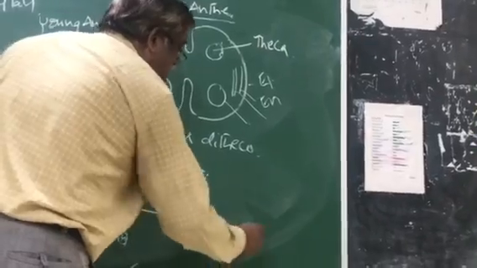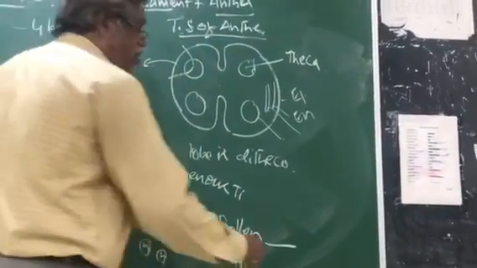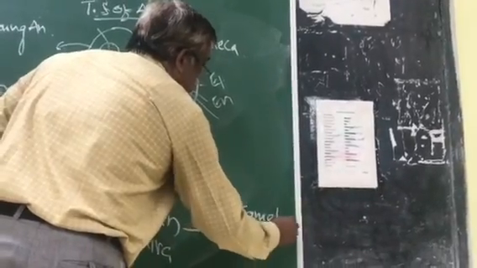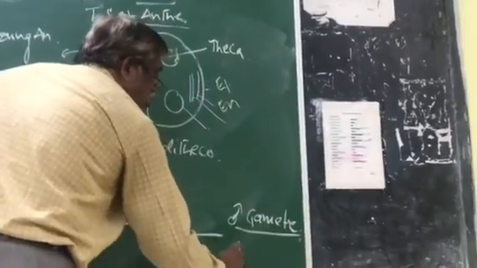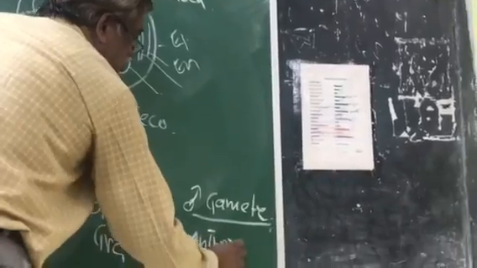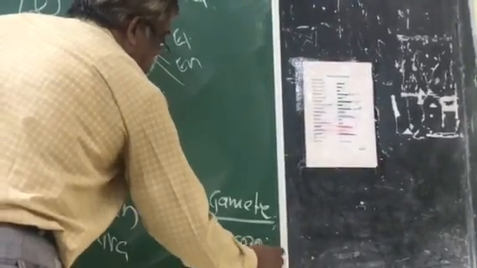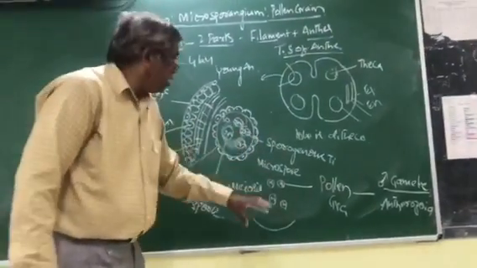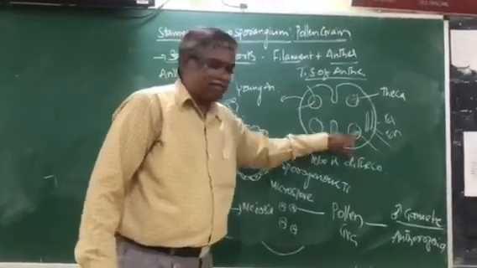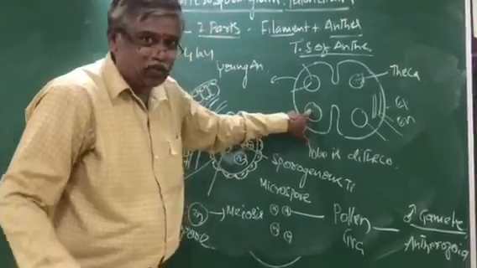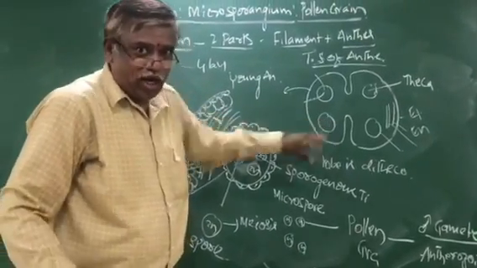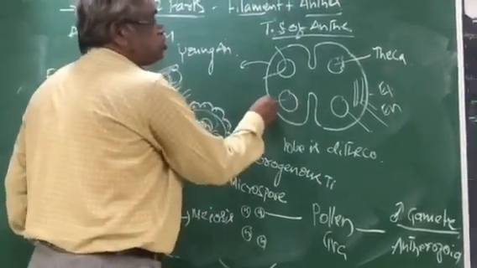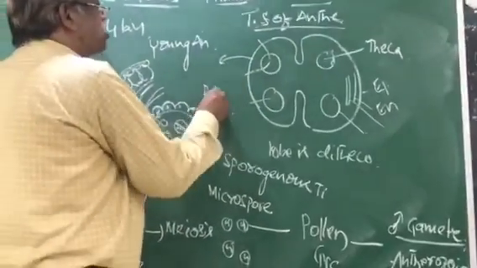The pollen grain develops the male gamete, that is called antherozoid. All this process or mechanism is occurring in pollen sacs. This is actually called theca. Now, in this theca, pollen grains are developed. Hence, it is also called pollen sac.